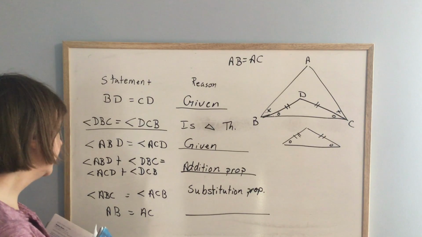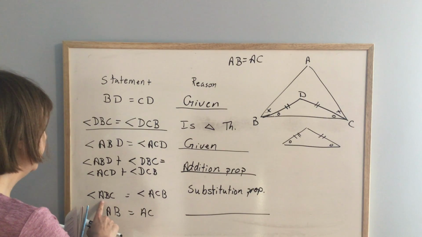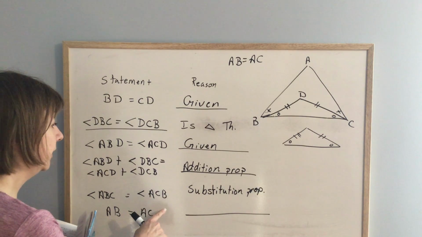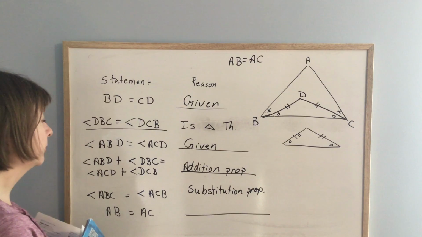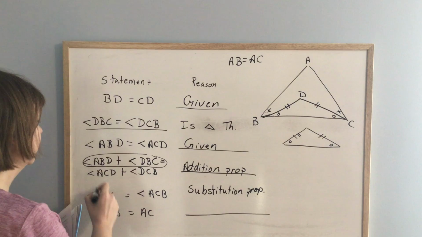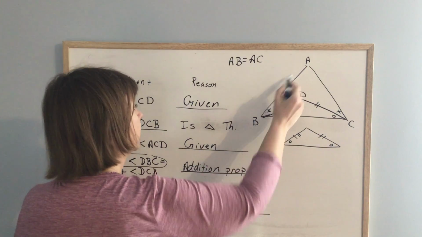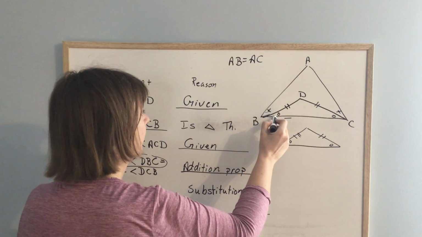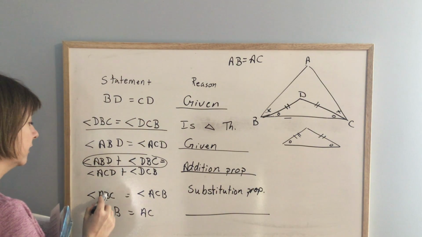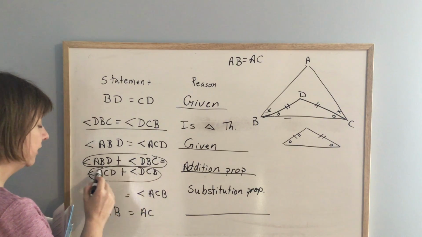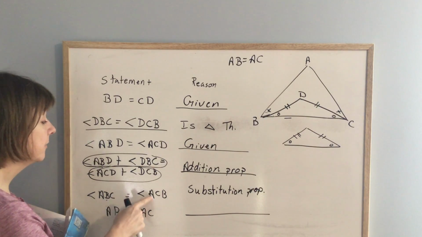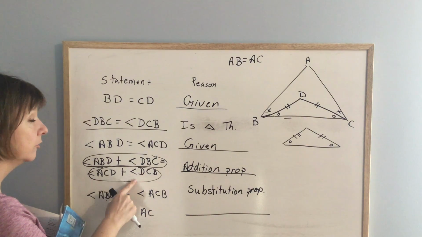Okay, so then they say angle ABC is equal to angle ACB. And they call that the substitution property. Basically, because I substituted all of this to be angle ABC, rather than saying this plus this, I said that whole thing. I substituted this for this, and then I substituted this for this. That's why it's called the substitution property. I substituted a new name for these two things.